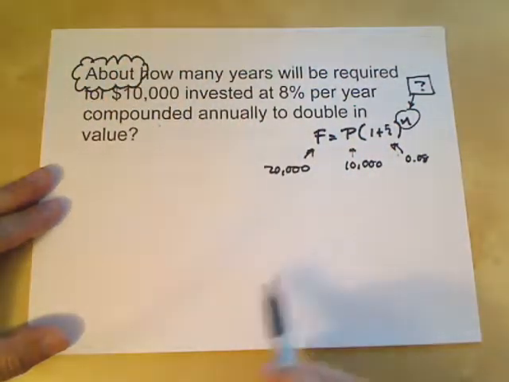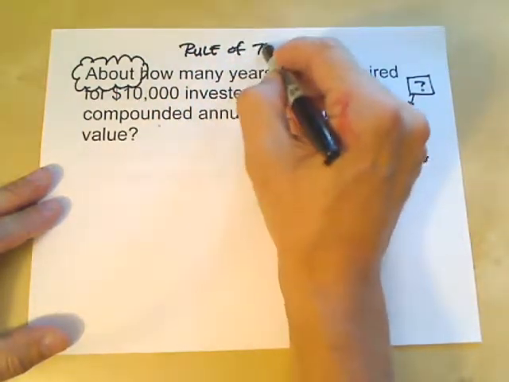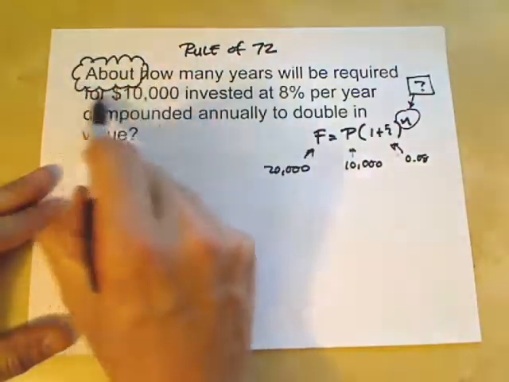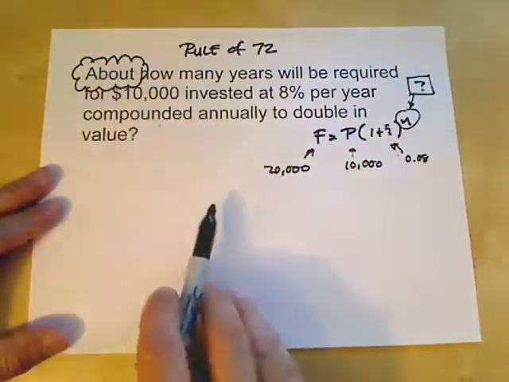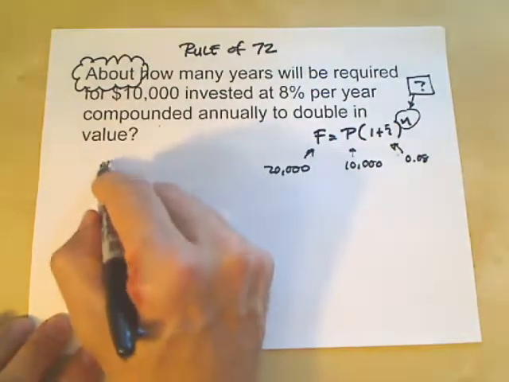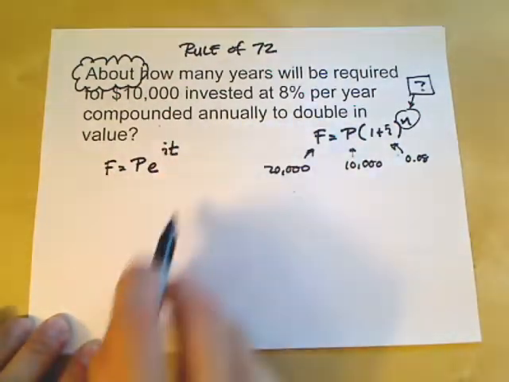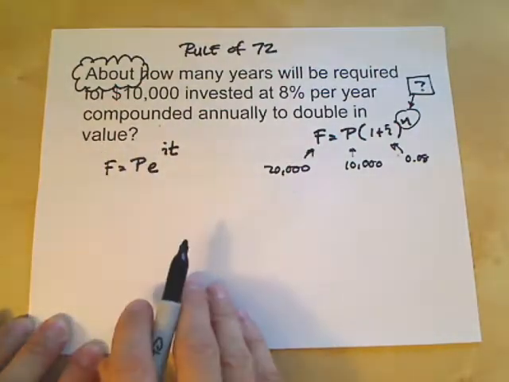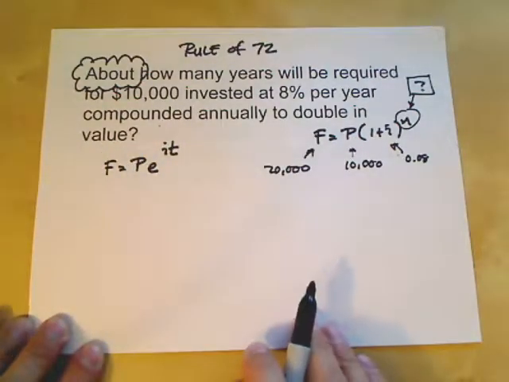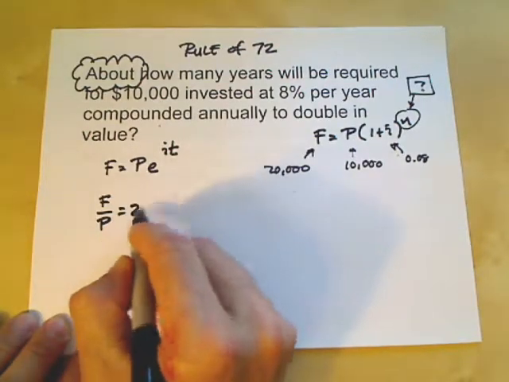This question is testing your knowledge of the rule of 72 because it's asking you to approximate about how many years. And the rule of 72 is interesting. I'm going to go back to F equals P e^(it), the continuously compounded formula, so we can see where the rule of 72 comes from. F over P is 2.